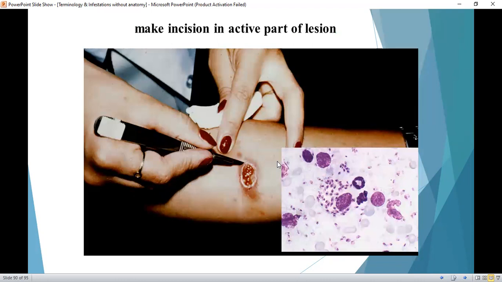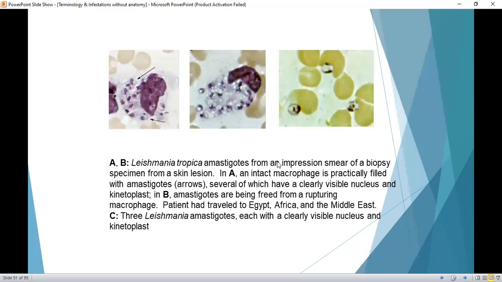How to take a scraping? Make an incision in the active part of the lesion. The active part is the border. And then we see it under the microscope after mounting. And you can see the first one, Leishmania tropica, from an impression of a biopsy specimen from a skin lesion. This one, what do you see in this one?